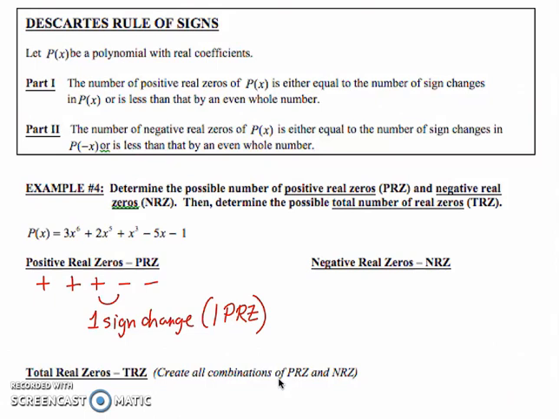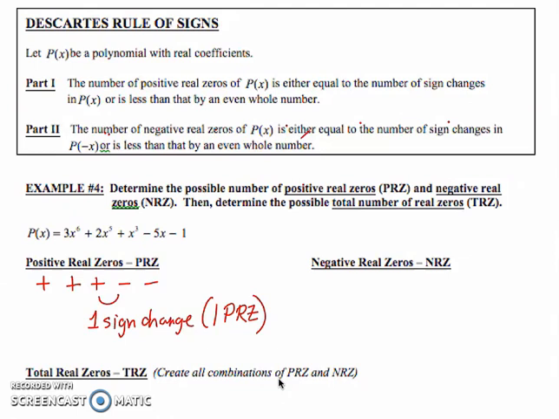Okay? Now, if it were bigger than 1, like let's say there had been 3 sign changes, then it would be either 3 or less than that by an even whole number. So it would be 3 sign changes, or 3 minus 2 would be 1 sign change. So obviously the bigger the number of sign changes, the more possibilities you're going to have.